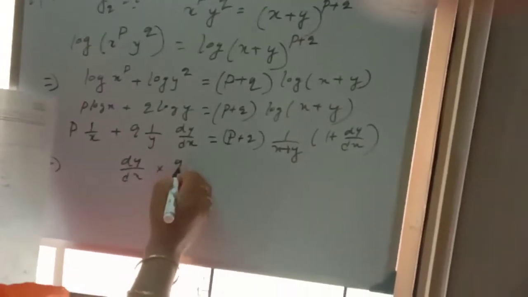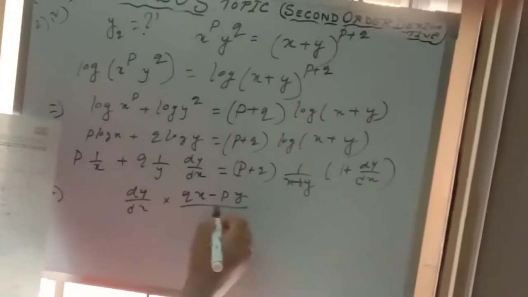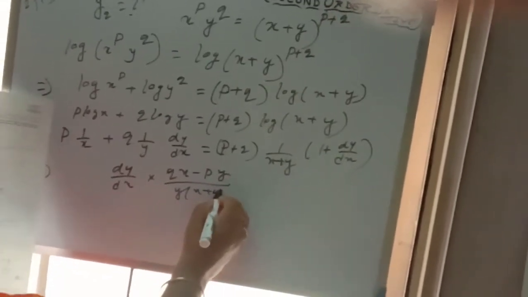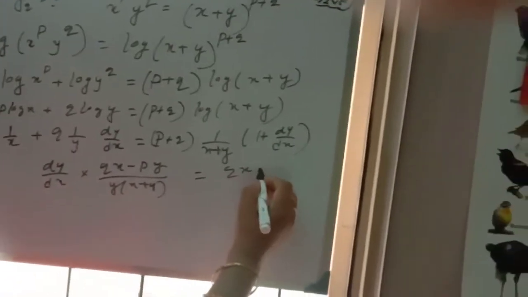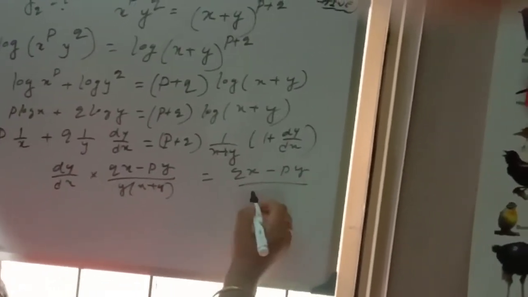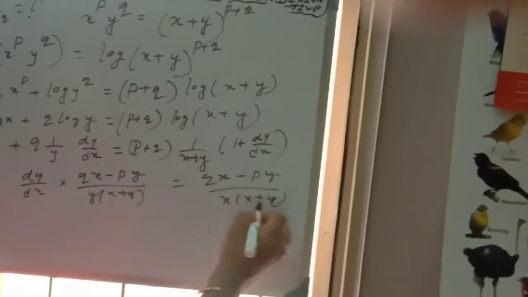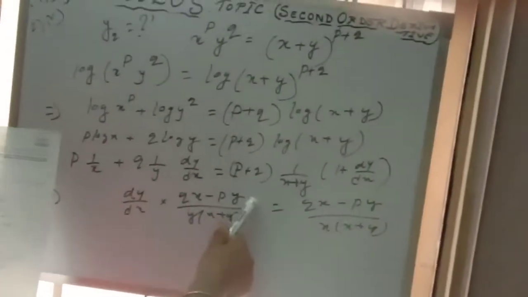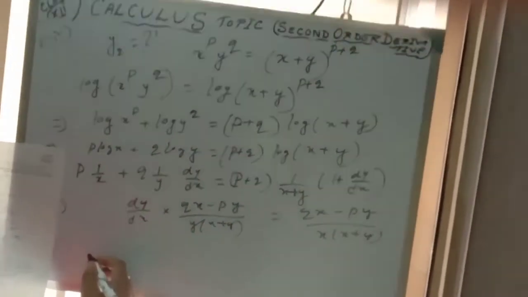dy/dx, what we will get? dy/dx into (qx minus py), after calculation, is equal to (qx minus py) by x into (x plus y). Now qx minus py here by x plus y, qx minus py here by x plus y, just do the calculation, this cancellation part, and what we will get? dy/dx will be y by x, simply y by x.